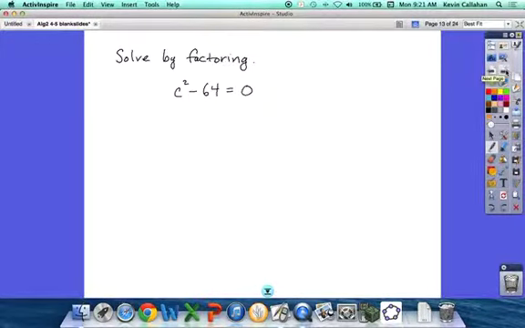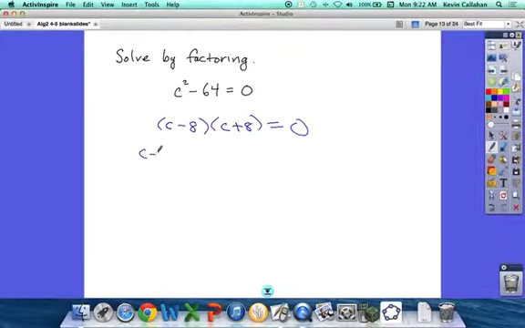Okay, how about a difference of squares? How does that factor? I think we just did this in the homework last night. How did that factor? Say again? Okay, well, tell me the factors. Okay. So what does that make the answers for this? 8 and negative 8. Right?